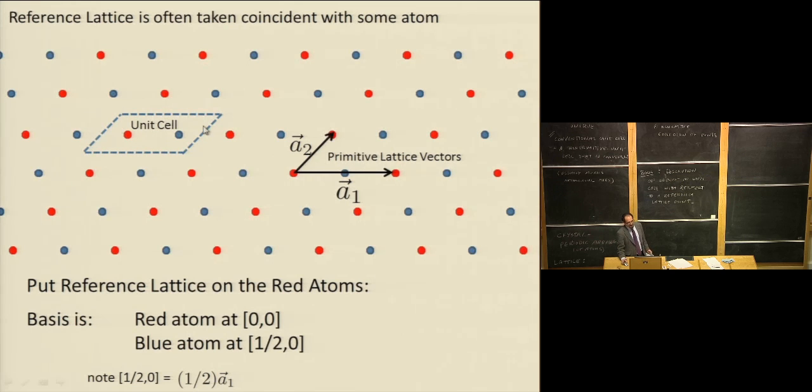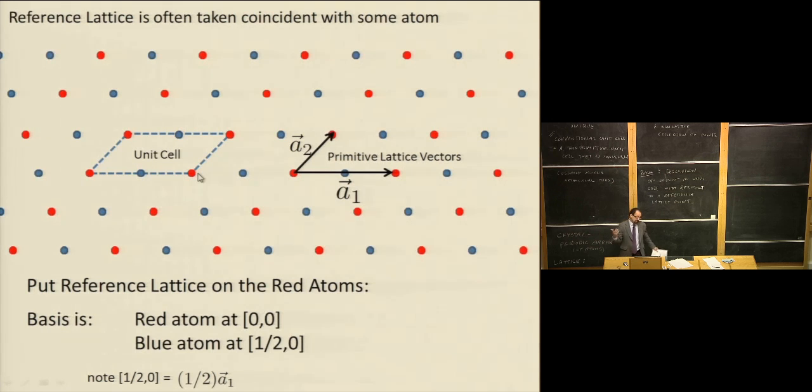Now, you can take a unit cell that looks like this. It contains one red atom and one blue atom. But what people do more often is they put the unit cell with corners on the red atom. Or they could have chosen blue, but in this case, we're going to choose red. Then we would say our basis is the red atom is at the 0, 0 position of the unit cell, and the blue atom is a distance 1/2 in the A1 direction from the red atom. So it's at position 1/2, 0.